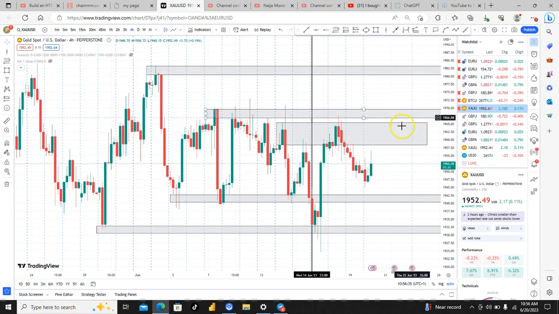So that was the only thing I took from institutional type of trading: order blocks, bearish order block, bullish order block, demand and supply levels. I added it to my support and resistance, demand and supply strategy.